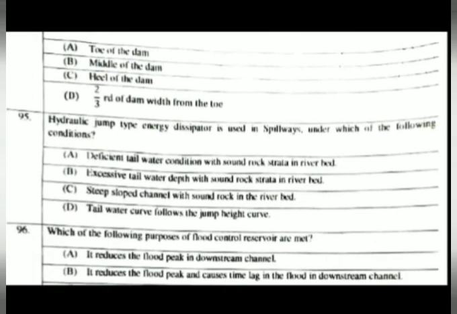In a gravity dam under full reservoir condition, tensile stress is expected at which of the following locations? And the right answer for this question is heel of the dam. Hydraulic jump type energy dissipator is used in spillways under which of the following conditions? And the right answer for this question is when tailwater curve follows the jump height curve. Which of the following purposes of flood control reservoir are met? And the right answer for this question is it reduces the flood peak and causes time lag in flood in the downstream channel.